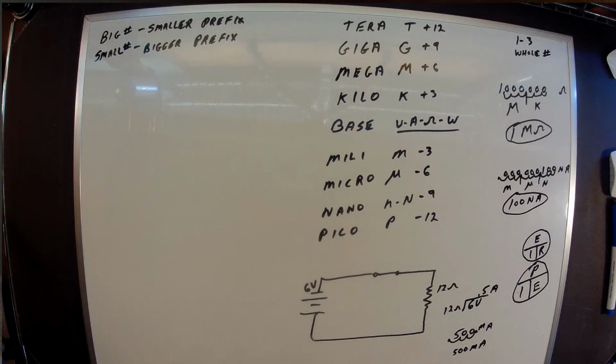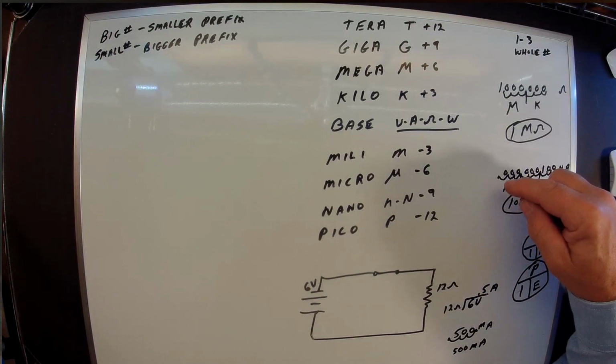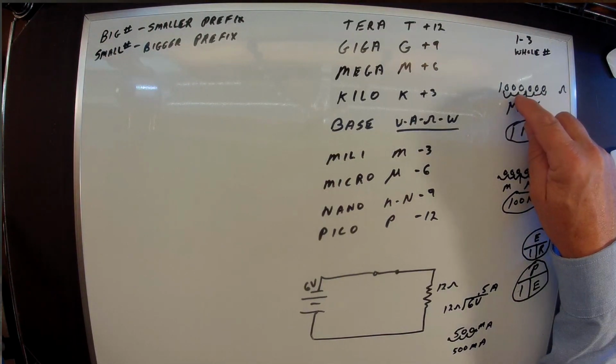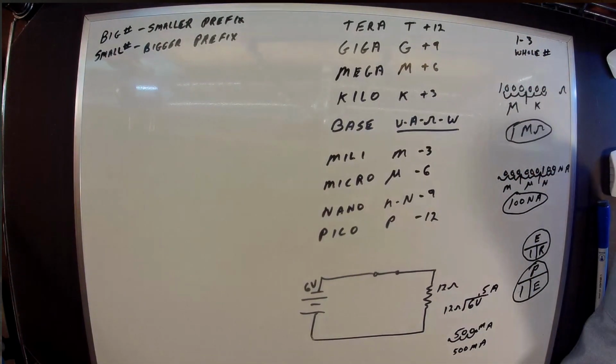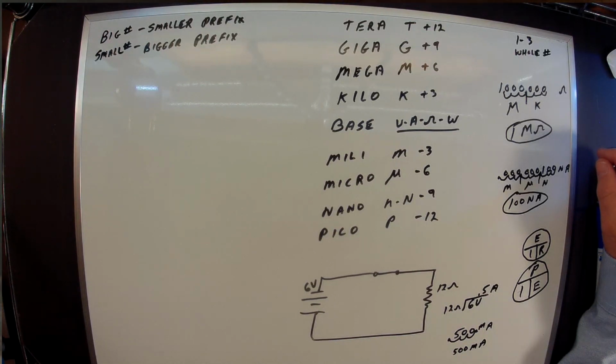When you're doing prefixes, if the number's really small like this, you want the number to get bigger, the prefix gets smaller. If you want the number to get smaller, too big a number, the prefix gets bigger. And that's the easiest way to remember it. And that's the easy way to do that.